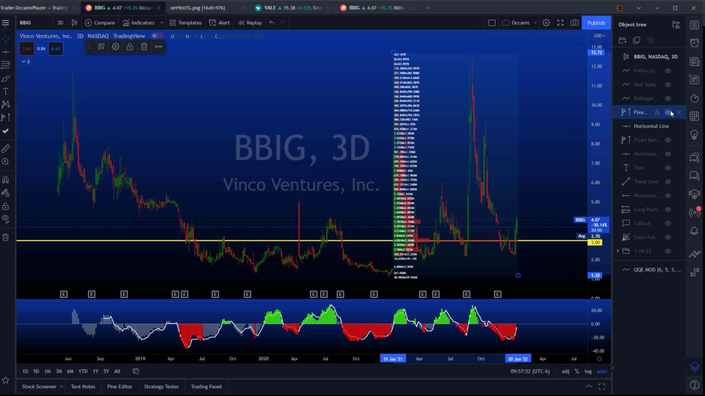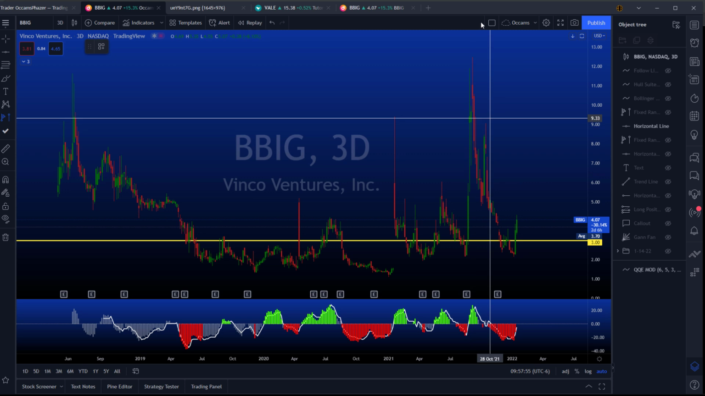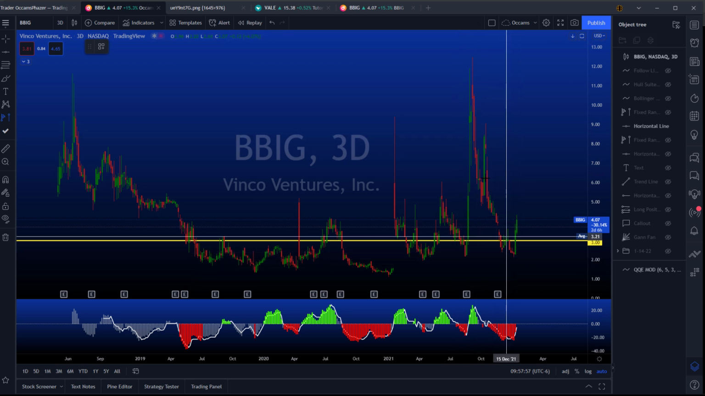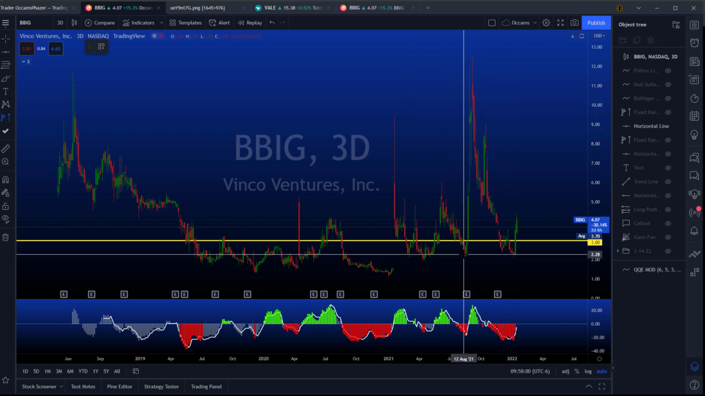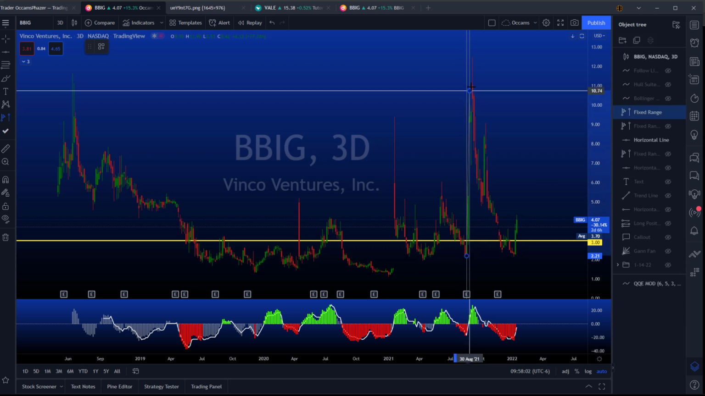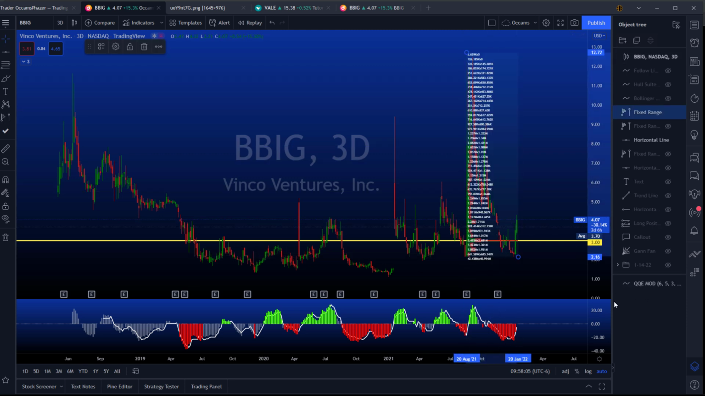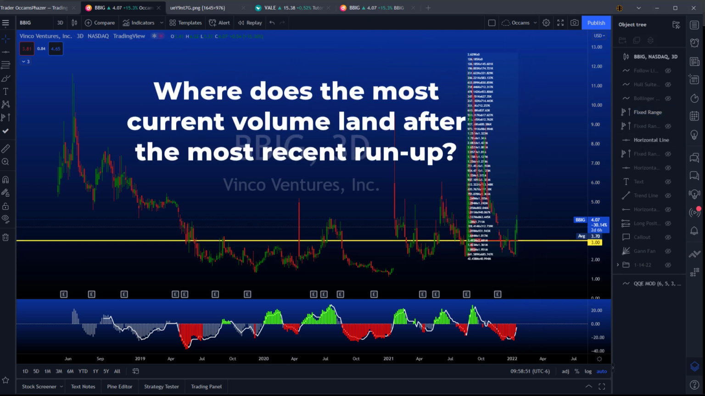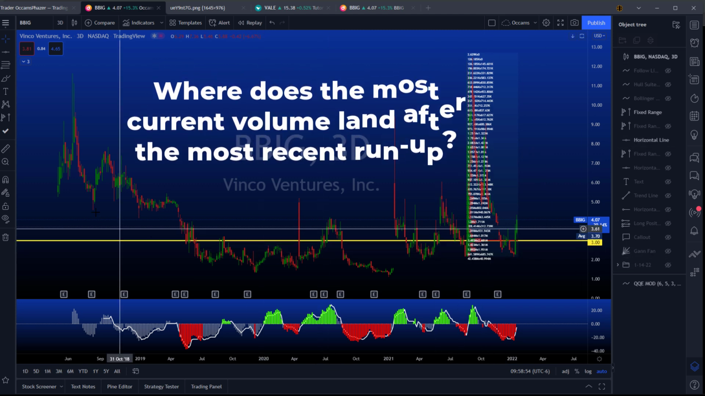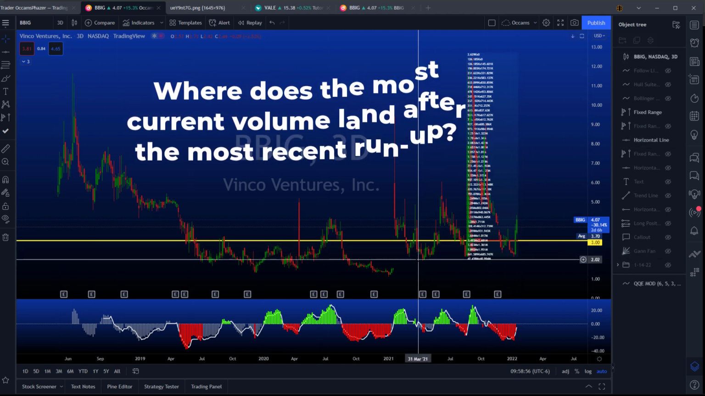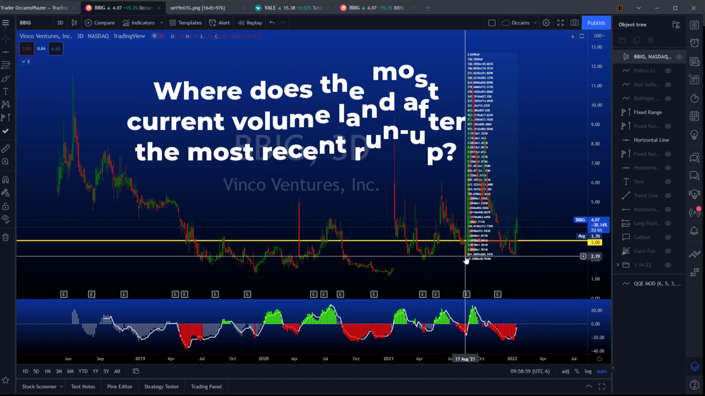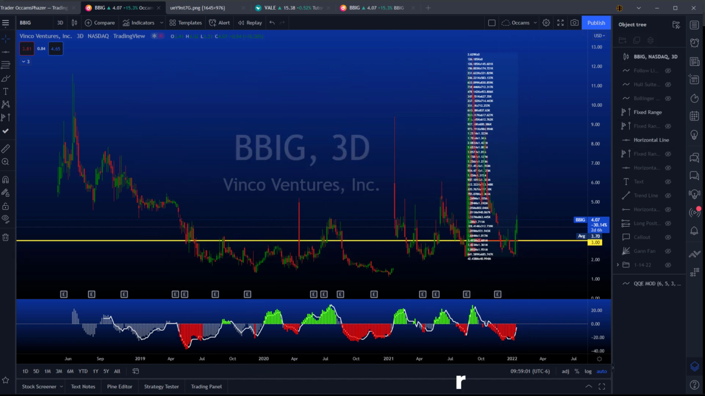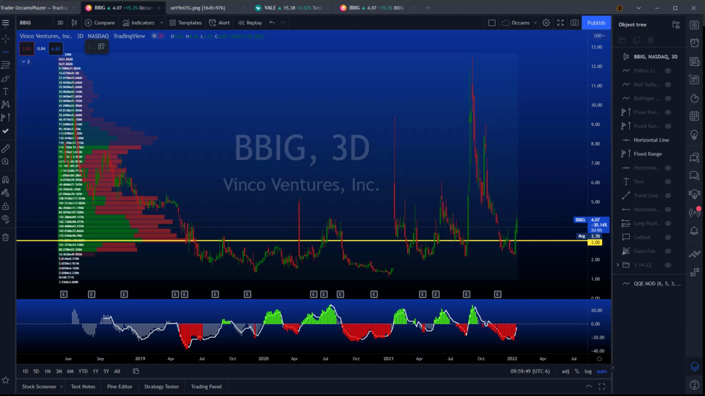Now let's add one more. Hide that. We're going to look at just the volume from this run up to current. Density $3. Now that we have these three profiles built out, which would be the entirety of the stock, the run up to current, and the most current run up, let's go back and look at other volume levels and densities to see if there's any significance.